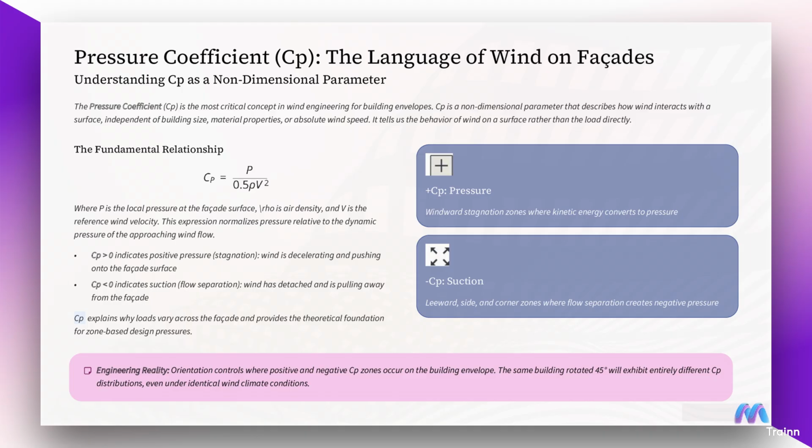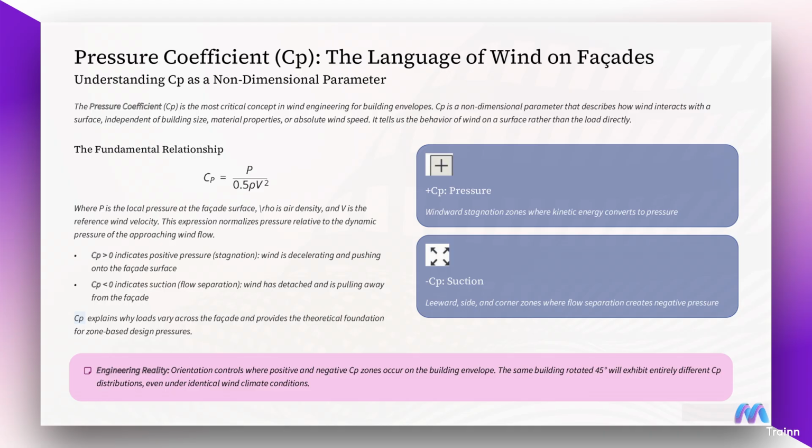The pressure coefficient, Cp, is the most critical concept in wind engineering for building envelopes. Cp is a non-dimensional parameter that describes how wind interacts with a surface, independent of building size, material properties, or absolute wind speed. It tells us the behavior of wind on a surface rather than the load directly. The fundamental relationship: Cp = P / (½ρV²), where P is the local pressure at the facade surface, ρ is air density, and V is the reference wind velocity. This expression normalizes pressure relative to the dynamic pressure of the approaching wind flow.